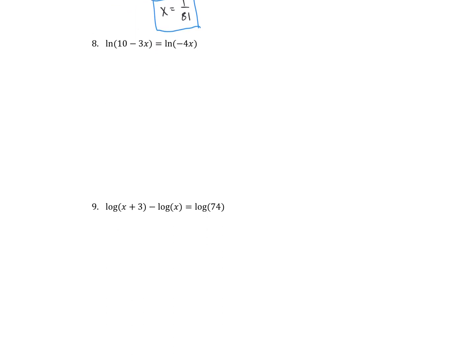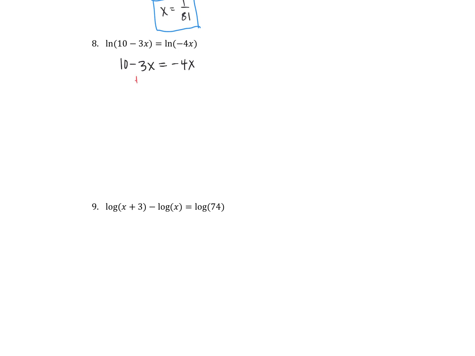In example 8, again, we're starting with a logarithmic equation. Remember in the exponential equations, if I could get one base on each side and they were the same, I could ignore those and just write an equation with the exponents. Here, if I have one log on each side of the equal sign and they're the same base, I can ignore that and just write an equation with what I'm taking the log of. So since these are both natural logs with a base e, I can rewrite this equation simply as 10 minus 3x is equal to negative 4x.